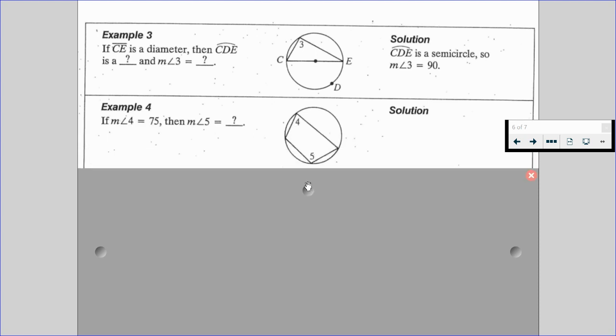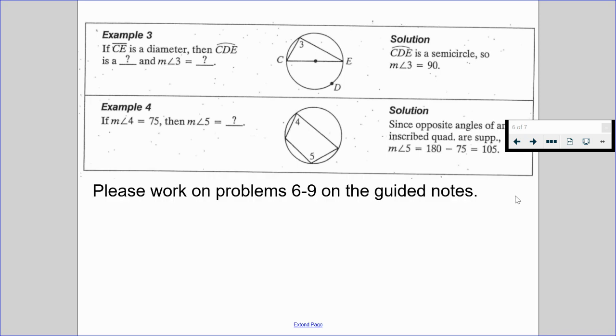I gave away the next part. Example number 4, we're given if the measure of angle 4 is equal to 75 degrees, the measure of angle 5 is equal to what? Well, angle 4 and angle 5 are opposite angles of an inscribed quadrilateral, and those are going to be supplementary, which means that the measure of angle 5 is going to be equal to 180 take away 75, since we know the measure of angle 4 is 75. So we get 105 is the measure of angle 5.